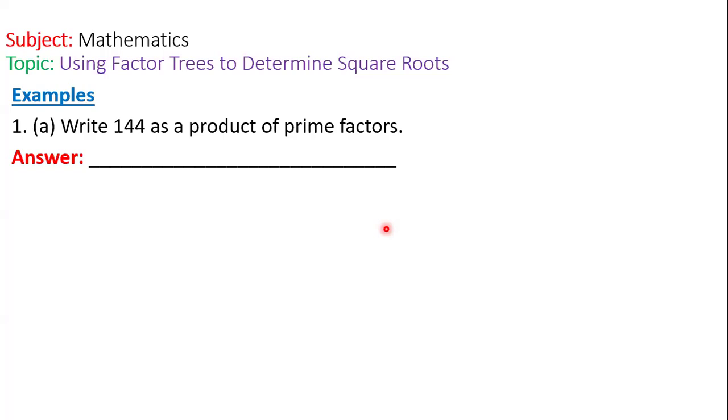Okay, so the first thing that we want to do, this is the first example. Go ahead, Nathan, can you read what this question says? 1A: write 144 as a product of prime factors. Yeah, you want to write 144 as a product of its prime factors.